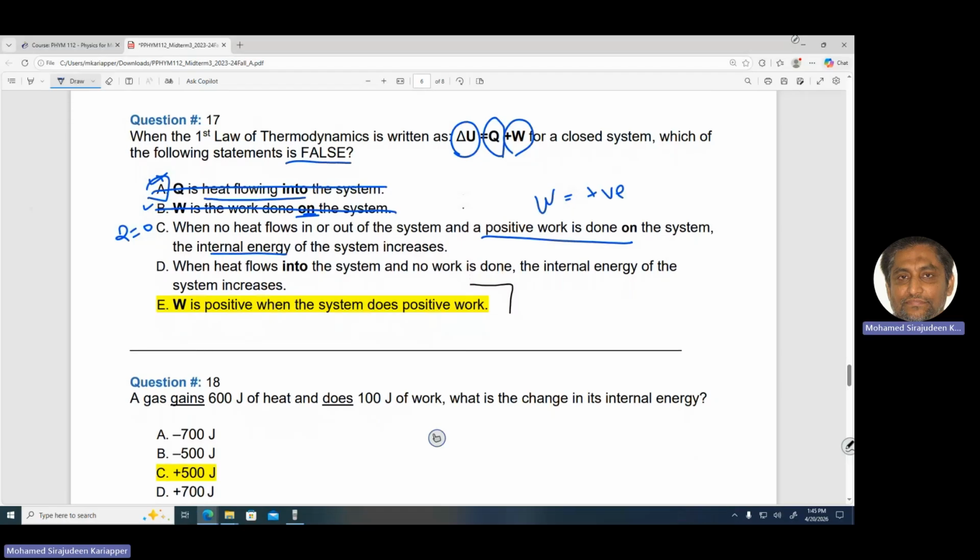The internal energy of the system increases. W is positive, Q is 0, that means delta U is positive. Positive means increases. That's correct. So this option is also out.